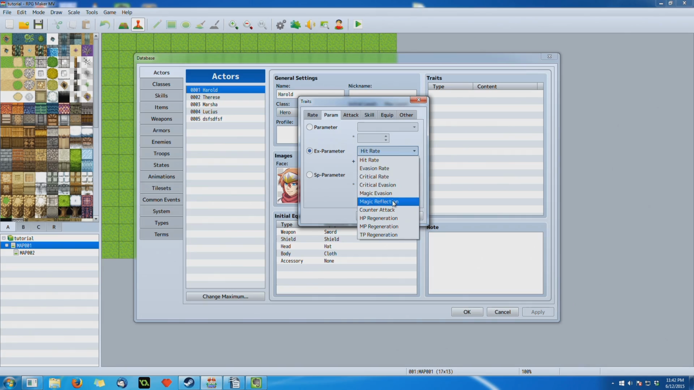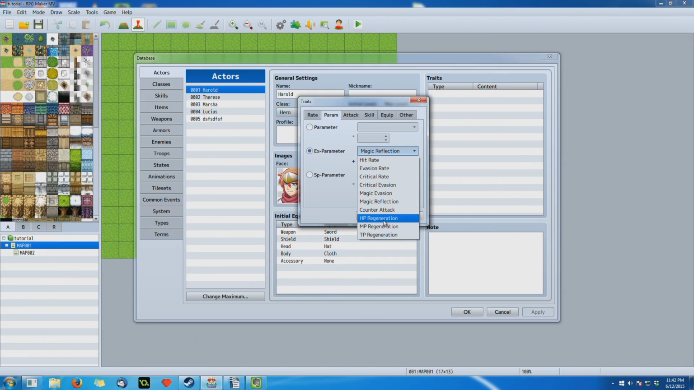And then there is magic reflection. So the magic reflection is the chance to, just say if someone flings a fireball at us, and we have magic reflection set to 50%, that will mean that we have a 50% chance of hitting that fireball back at the target, and it will do damage to them instead of us. And then the counterattack works the same, just for physical attacks. So someone goes to hit us, and we fling that attack back on them, and they get damage.